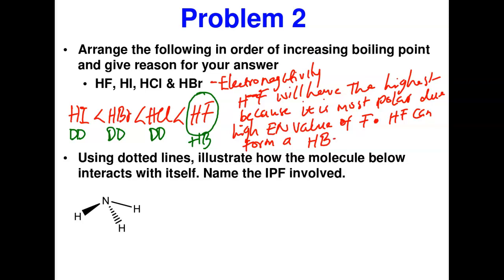The next question says, using dotted lines, illustrate how the molecule below can interact with itself. Again, let's remember, we said hydrogen bonding is interaction between hydrogen and oxygen, hydrogen and fluorine, or hydrogen and nitrogen, and we have that here. So how would this interact with itself? Now I'm going to draw a fresh one.